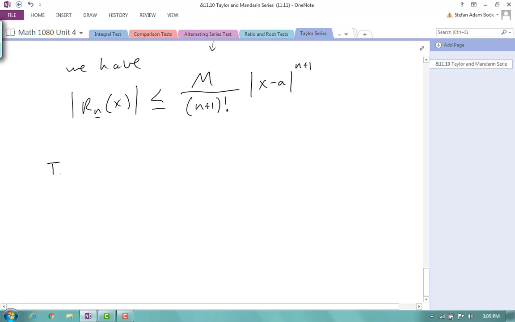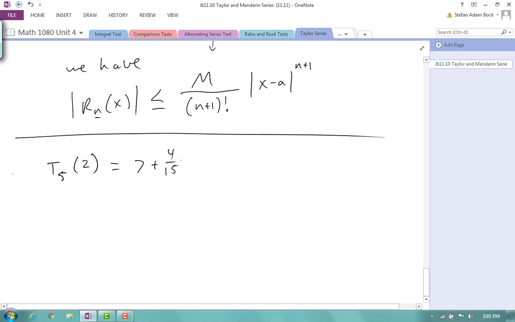We found that t sub 5 of 2 was equal to 7 plus 4 over 15, or 109 over 15, as an estimate for e squared. Here I used n equal to 5. So my question here is, how big is the error of this estimation?